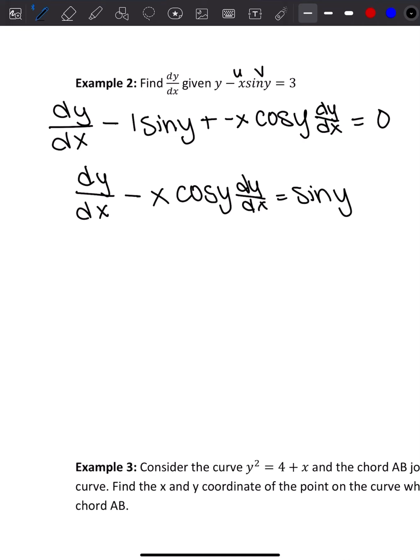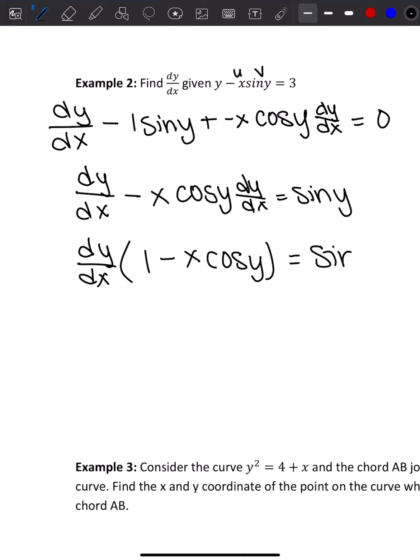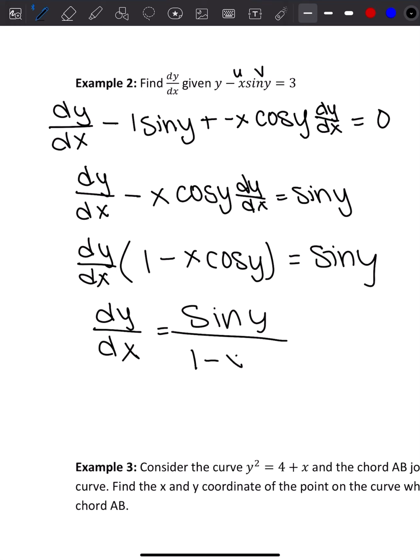We have 2 dy over dx's, so we're going to factor that out. When we are reminding ourselves what would be left over, we need to think about it as, what do I multiply dy over dx by to get my other piece here? So now that I have this by itself, I can divide both sides by everything in the parentheses. So dividing by 1 minus x times cosine of y. So we get the derivative is sine of y divided by 1 minus x cosine of y.